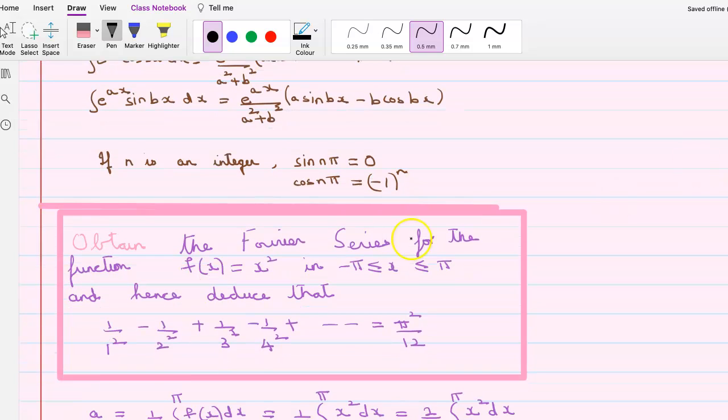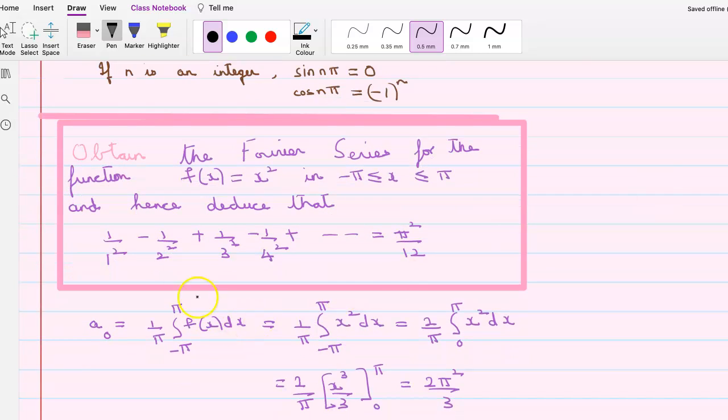Obtain the Fourier series for the function fx equal to x squared in the closed interval minus pi to pi, and hence deduce that 1 by 1 squared minus 1 by 2 squared plus 1 by 3 squared minus 1 by 4 squared and so on is pi squared by 12.